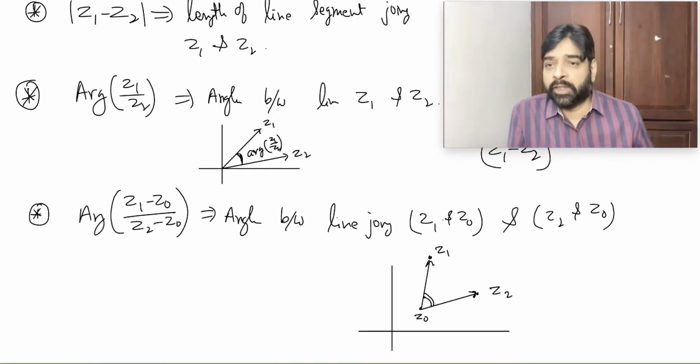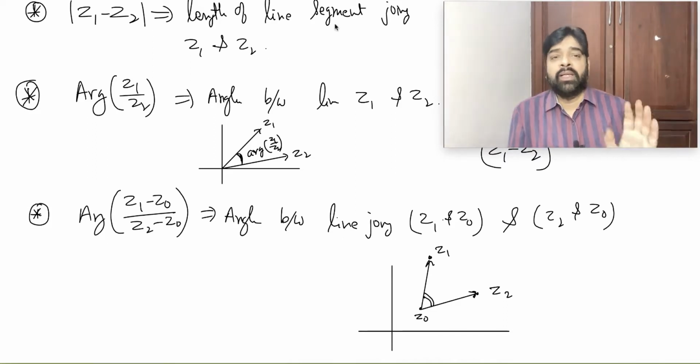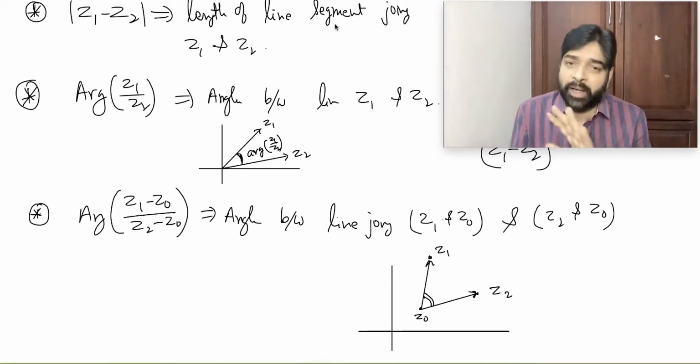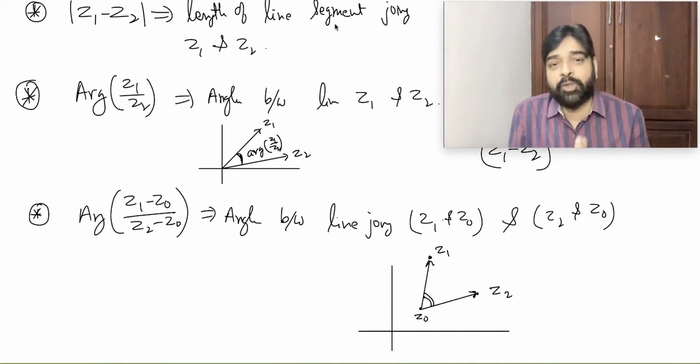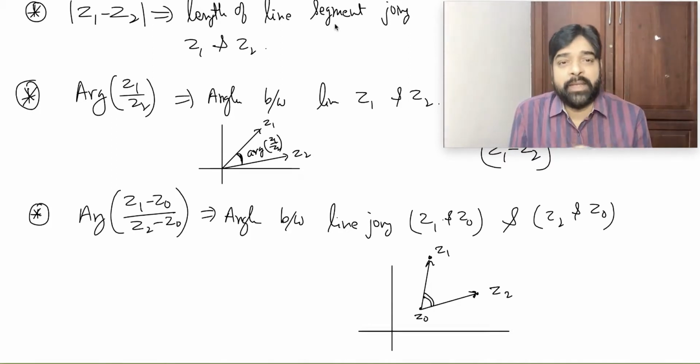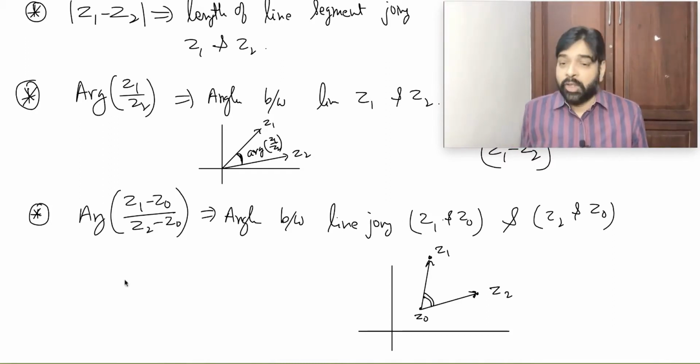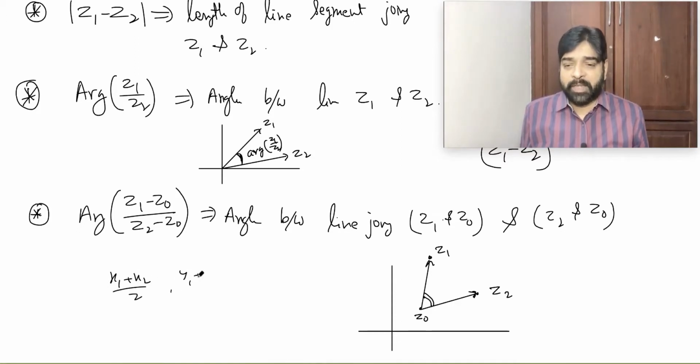So just go through this material. It's coordinate geometry, just a repeat. Z1 means X1 comma Y1, Z2 means X2 comma Y2. So if they are saying midpoint of Z1, Z2, I will say midpoint of X1, Y1 and X2, Y2. That is X1 plus X2 by 2 comma Y1 plus Y2 by 2. This is the midpoint.